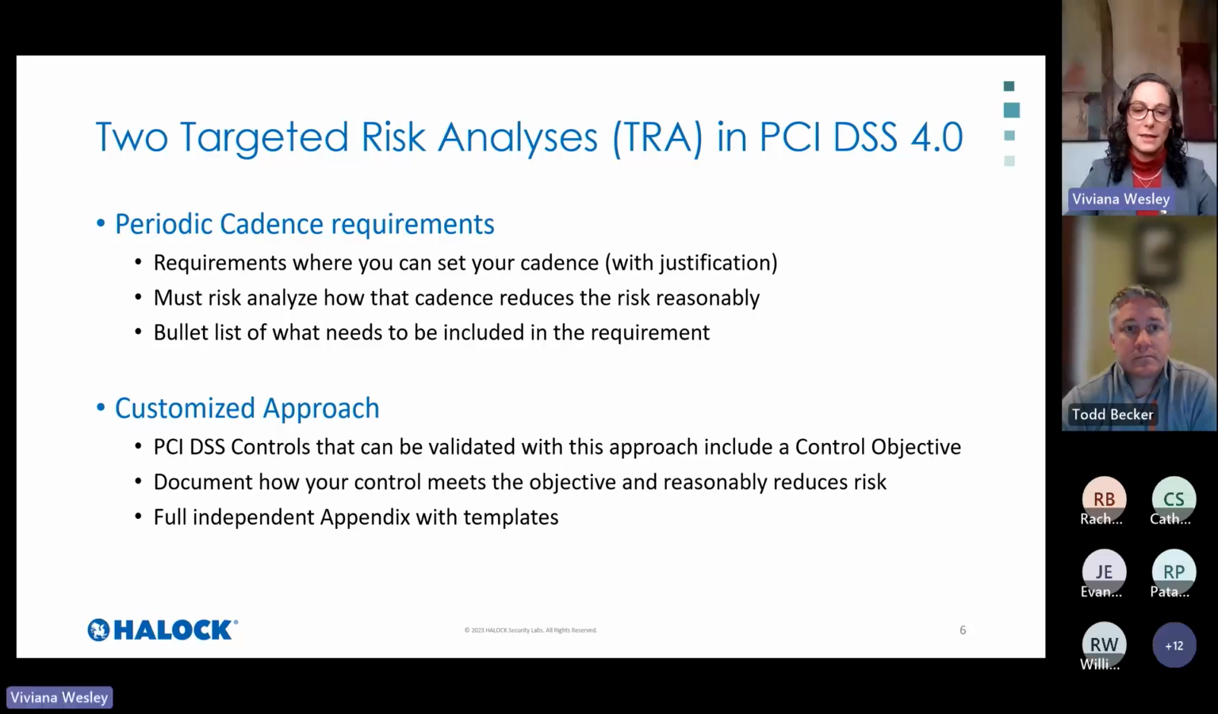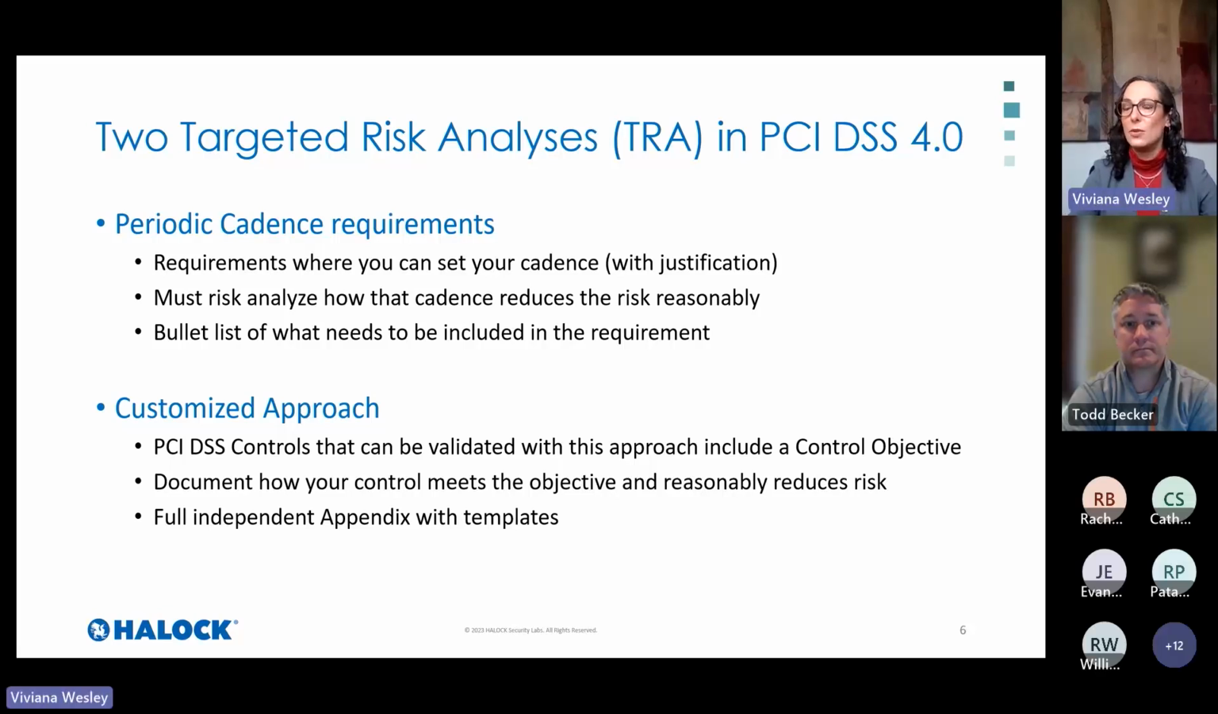Several requirements in the PCI DSS 4.0 explain that organizations can implement a control or can utilize a control on a periodic cadence. For those particular requirements, the organization must justify why that cadence is appropriate for their particular environment. The items that are required in this targeted risk analysis are described in a bullet list within that requirement, so we will look specifically at that.